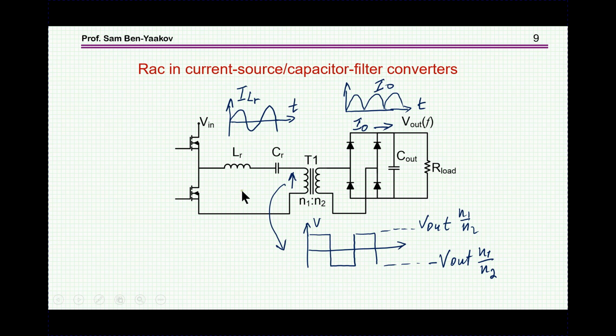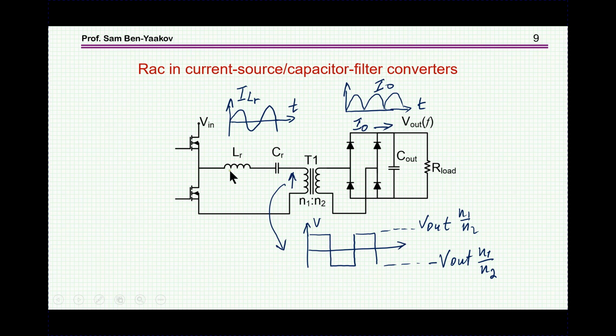So let's start off with the case of a current source that is feeding the output section, which has a capacitor filter. In this particular case, we are talking about a series resonant converter with a capacitor filter. This is also relevant to the LLC, because in the LLC we have another inductor here, which again makes the circuit more like a current source.